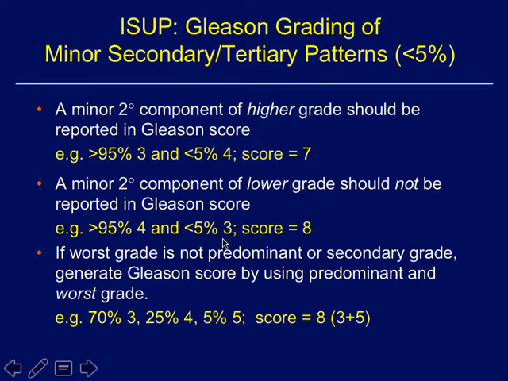And then even more striking was if you had 3 patterns and the highest grade wasn't one of the top 2, then we should still include it in the Gleason score. So 70% pattern 3, 25% 4, and 5% 5, that should be graded as a 3 plus 5, not a 3 plus 4 like the old system said. Was there any data to support this?